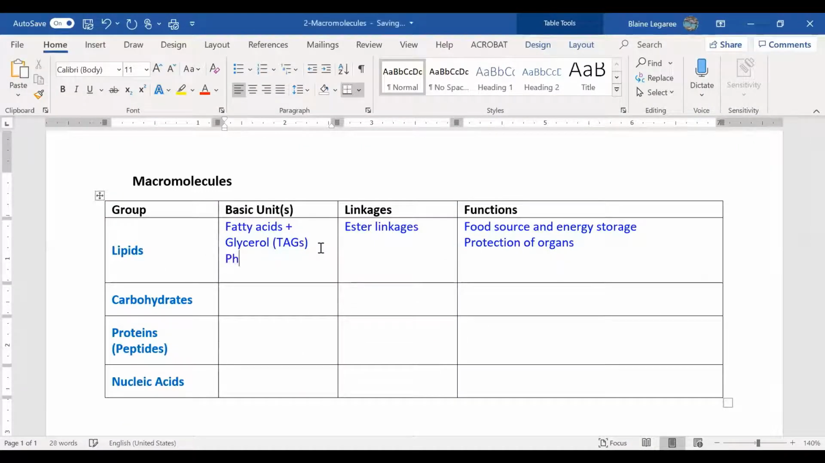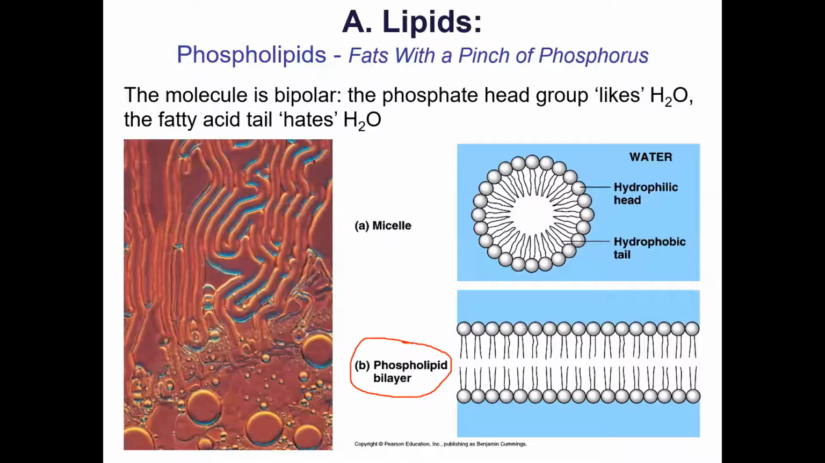and I will put that down here, a basic unit. We also have phospholipids. Okay, and so these are part of membrane structure. Okay, still not done with lipids. There's a couple other things I still need to say about lipids.